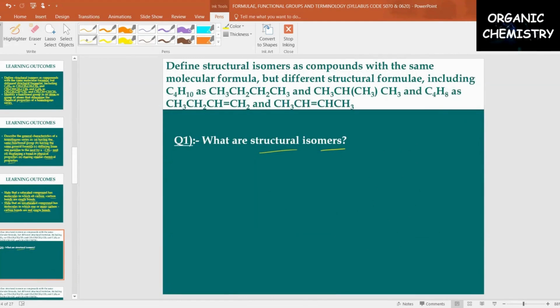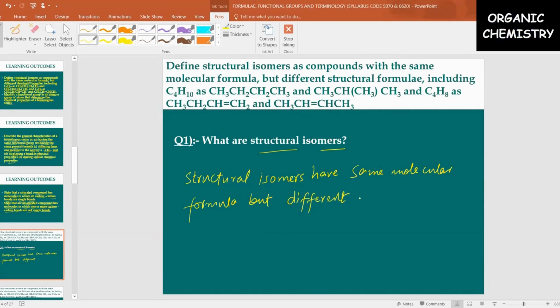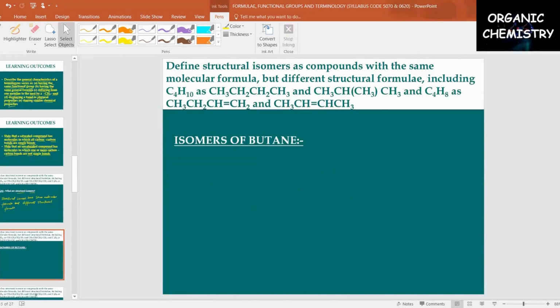What are structural isomers? Structural isomers are compounds that have the same molecular formula but different structural formula. Now if you look at this, we find different structural isomers of butane. Here we have the molecular formula of butane.